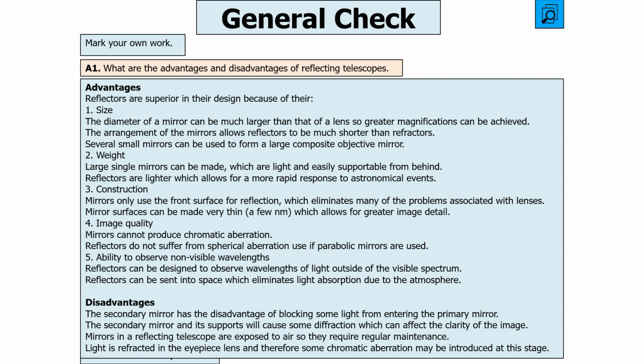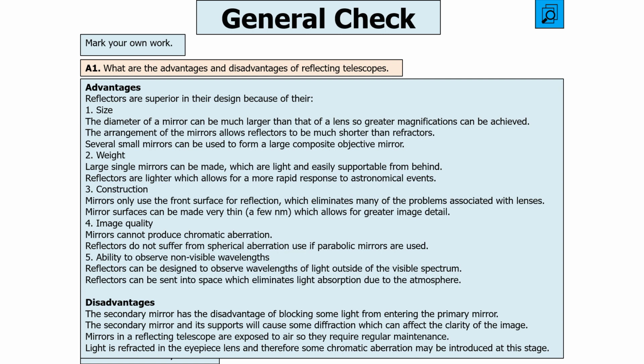Secondly, the weight. Now, large single mirrors can be made which are lighter and easily supportable from behind, because you don't need to worry about blocking out light passing through the mirror. So reflectors tend to be lighter, which allows for more rapid responses for astronomical events. In terms of construction, mirrors only use the front surface for reflection, which eliminates many of the issues that you get when you've got a lens which has two surfaces, but also goes through the particular glass as well. So therefore it means the mirror surface can be made very thin, which allows for a greater image detail.